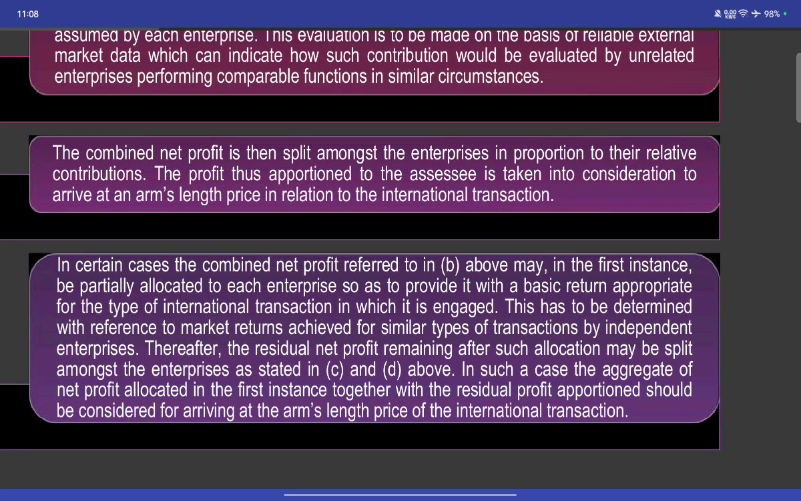The combined net profit is split among the enterprises in proportion to their relative contribution. The profit that is apportioned to the assessee is taken into consideration in arriving at the arm's length price in relation to the international transaction.